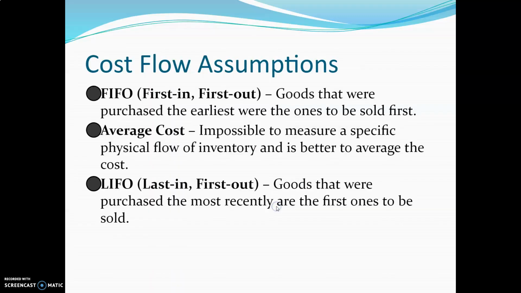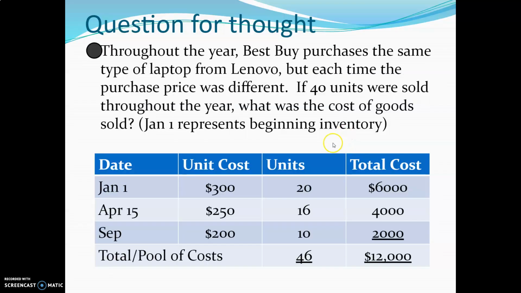Cost flow assumptions. There are 3 of them: FIFO, LIFO, and average. FIFO stands for first in, first out. So this is the cost flow assumption that assumes that the first goods that came in, or the earliest ones, are the ones that are sold first. So if we're to go back to that example, we'd say, well, we would sell these ones first.